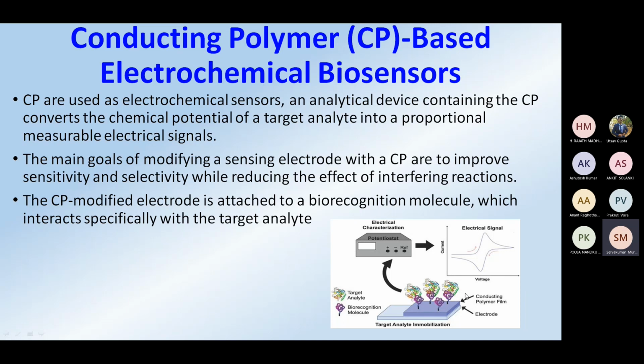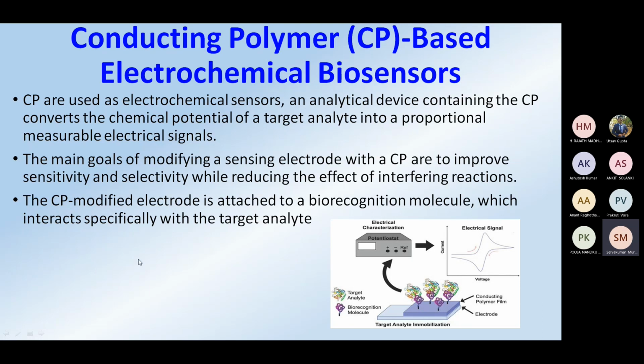Okay, so that again will be reflected in any kind of potentiostat instruments, or electrical characterization. Okay, there will be changes in the voltage or the current output. So that will give you the idea about how much the sensing happened, or whether the species reacted or was detected or not. Okay. So the conductive polymers are widely used as electrochemical sensors, and the analytical device containing the conductive polymer converts the chemical potential of the target analyte into proportional measurable electrical signals.